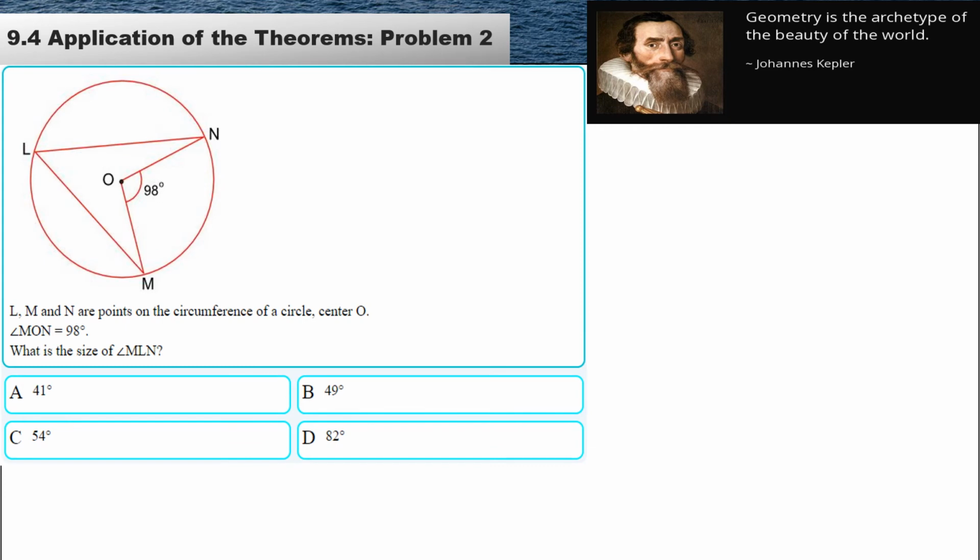Okay, here's another problem. L, M, and N are points on the circumference of a circle with center O. Angle MON is 98 degrees, as we can see on the diagram. What is the size of angle MLN? Angle MLN is this angle right here. I want you to pause the video and consider this problem for a bit and see if you can work out the size of angle MLN. Okay, pause the video now.